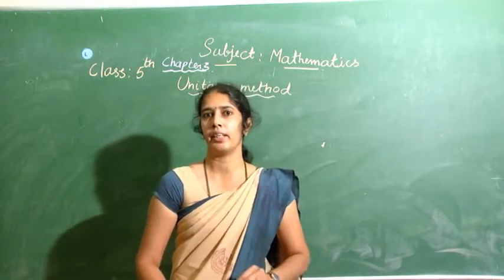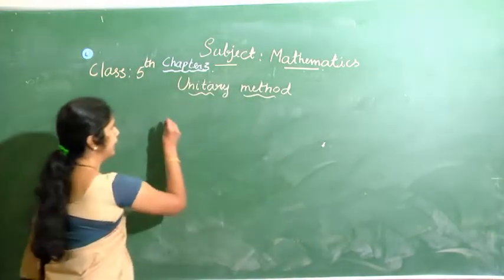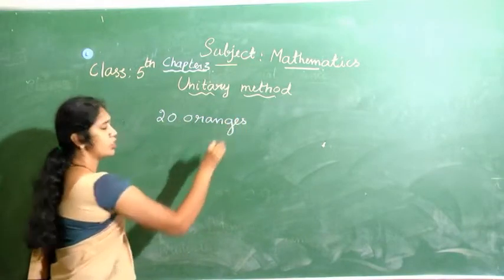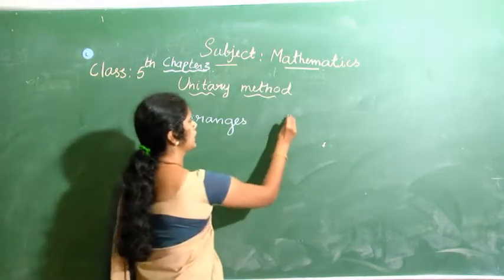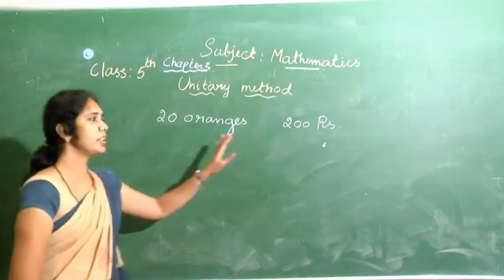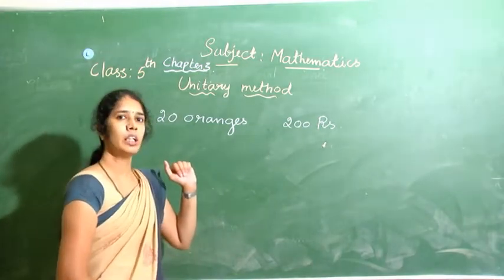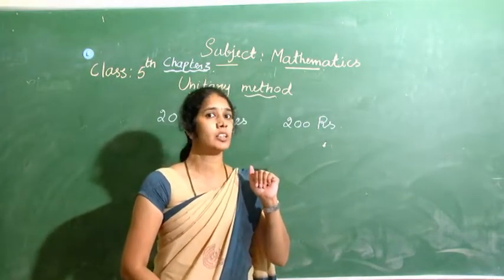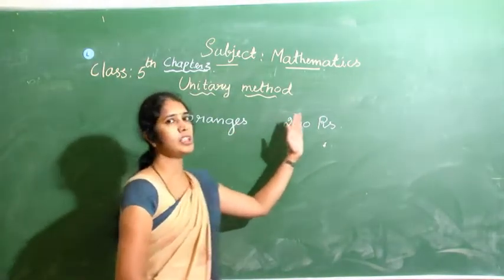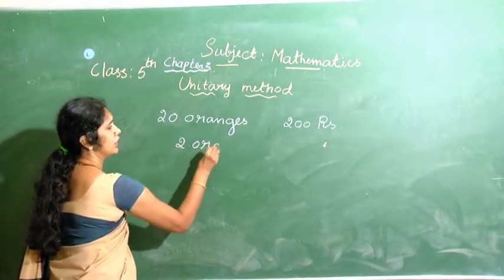You go to the market and you buy 20 oranges. If the cost of 20 oranges is 200 rupees, you will pay 200 rupees for 20 oranges. Now, can you tell me what is the cost of 2 oranges? See, the cost of 20 oranges is 200 rupees. Then what is the cost of 2 oranges?